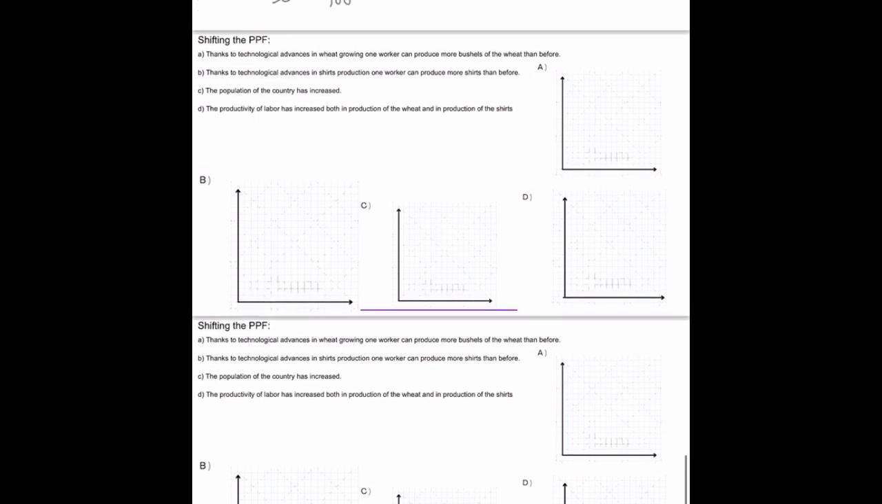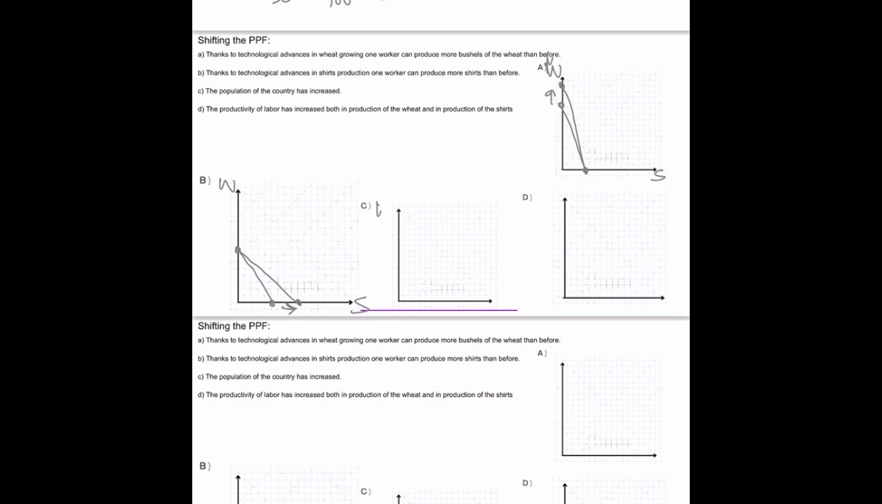Now, for shifting the PPF, in point A, thanks to technological advances in wheat growing, one worker can produce more bushels of wheat than before. So now our wheat is going to go up, shirts are going to stay the same, and our slope is going to change. For B, our advances in shirt production with one worker. So our productivity is going to increase for shirts.